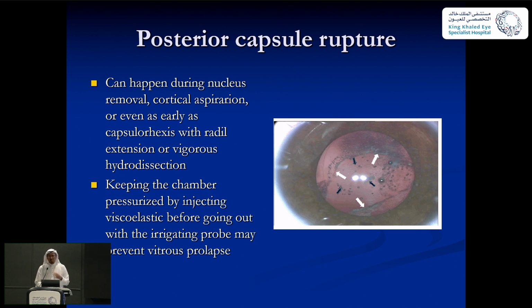Make sure that there is no capsule rupture, and whenever you're injecting visco behind the lens, it goes forward. These are some hints by which you can make sure that the capsule is intact before carrying on with the procedure.